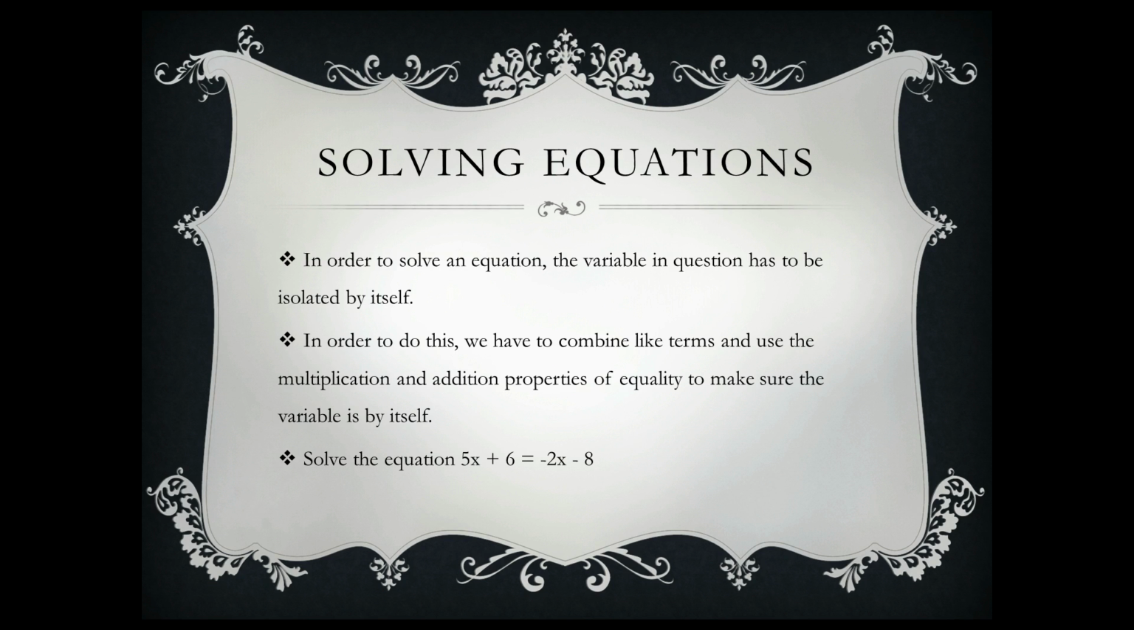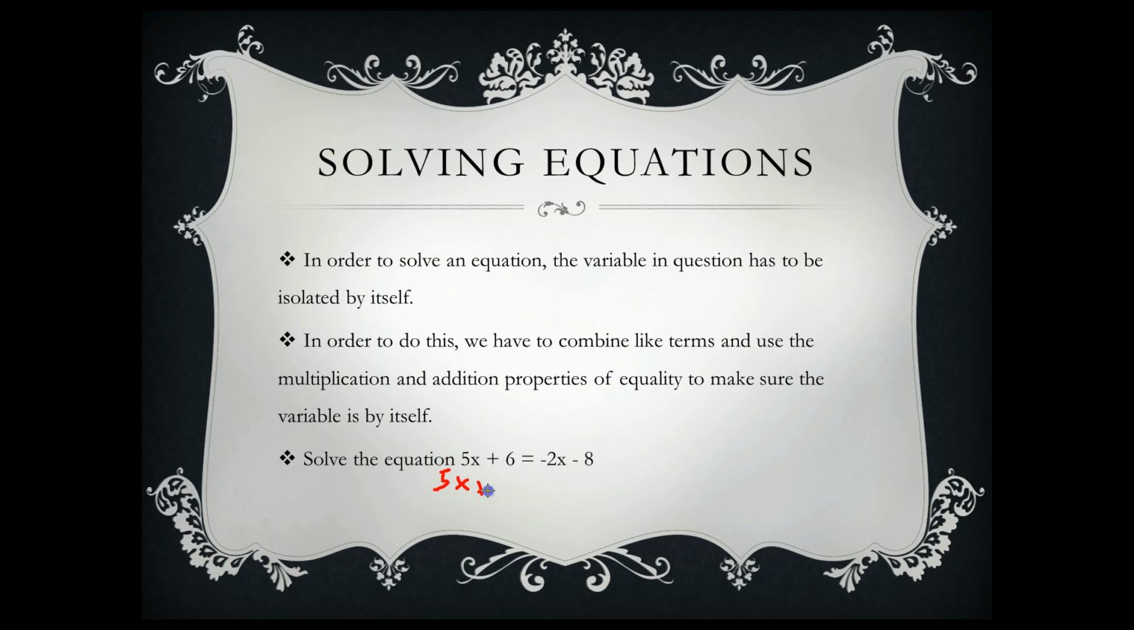So let's solve the equation 5x plus 6 is equal to negative 2x minus 8. In order to solve the equation, we have to make sure we get the x on one side and all the other stuff on the other side, and we have to make sure that the x has no constant multiplied by it. So this is pretty simple. Let's start off by getting the 6 to the other side. The easiest way to do that is to subtract 6 from both sides.